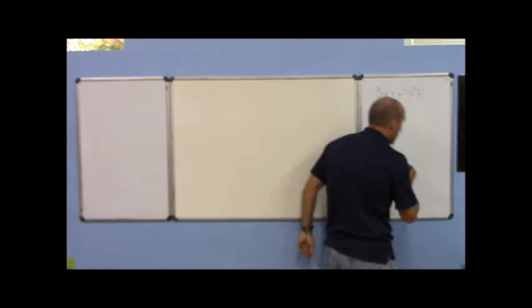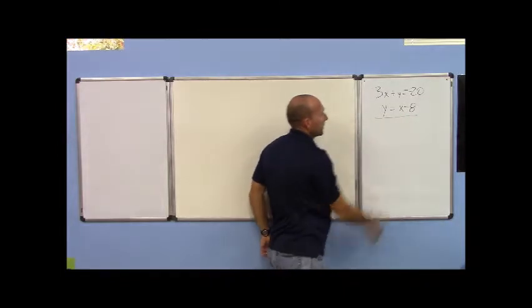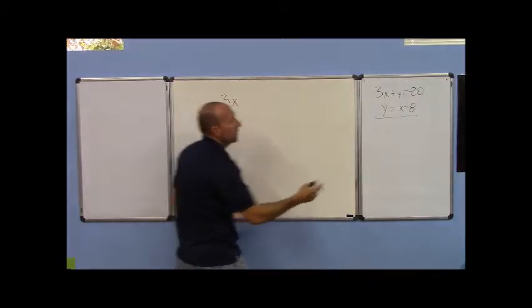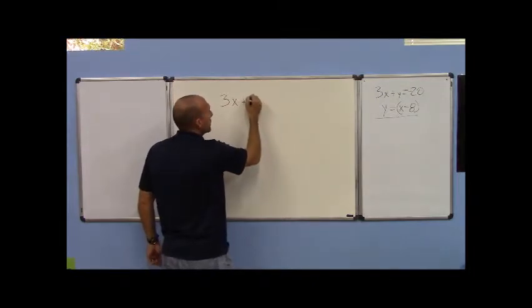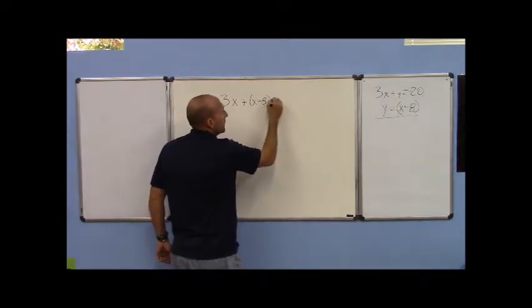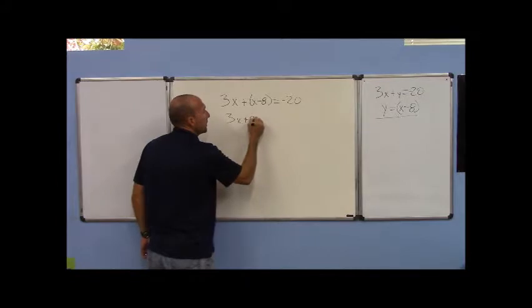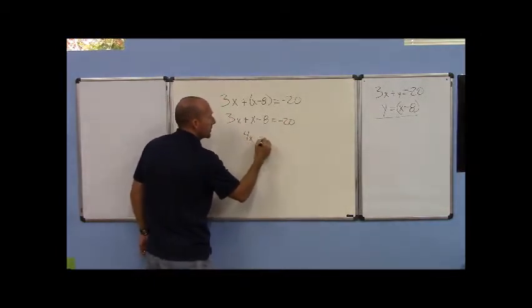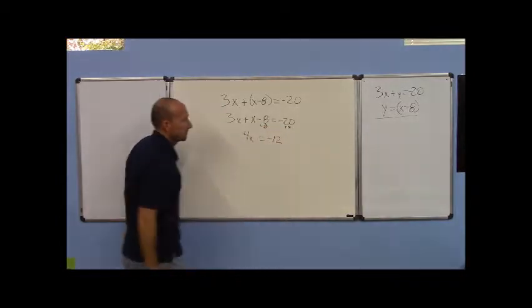So, y equals x minus 8. Well, we're going to use this one right here because it's already set up for us. So we'll plug our value for y into the other equation: 3x plus x minus 8 equals negative 20. So 4x equals, and I'm going to add 8 to both sides, negative 12.